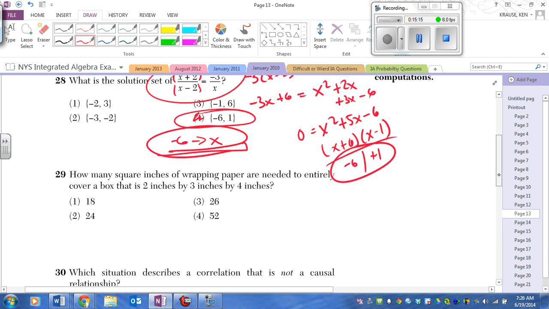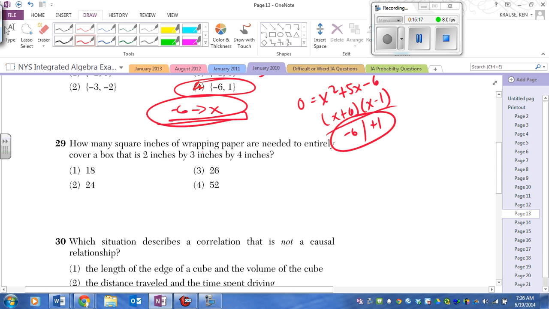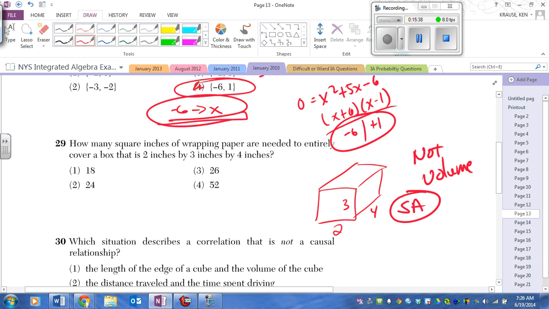2 left. How many square inches of wrapping paper are needed to entirely cover a box that is 2 inches by 3 inches by 4 inches? It's a box, guys, so you gotta be careful. 2 inches by 3 inches by 4 inches. This is not volume. This is surface area. And the formula for surface area.